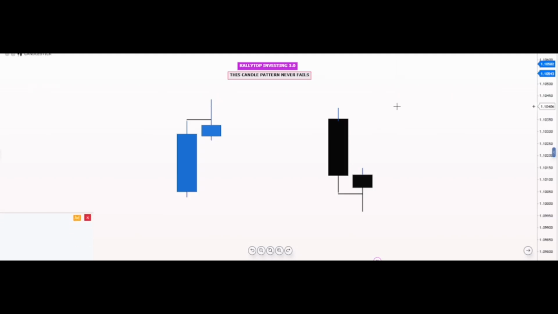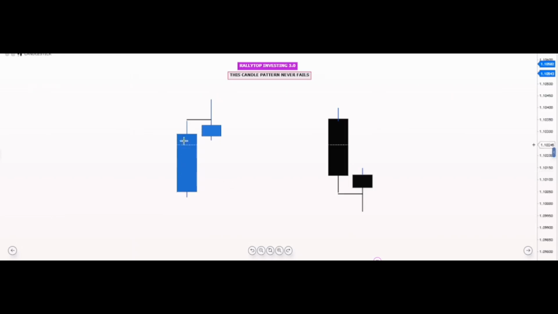Now, if you are using the 1H as your higher time frame, then you can make use of the 5M as your entry time frame. And if you are using the 4H, then the 15M should be your entry time frame. If you are using the daily time frame as your higher time frame, then the 1H should be your entry time frame. To the rules now.